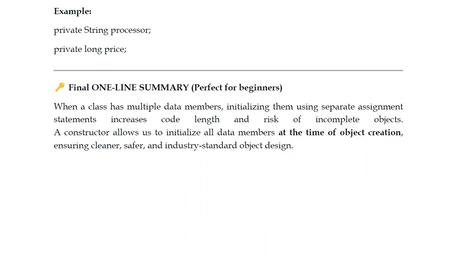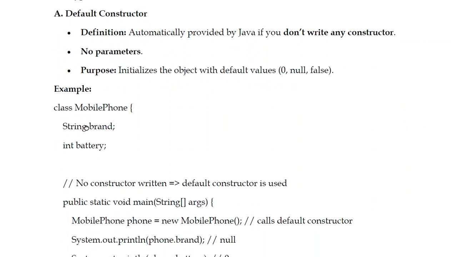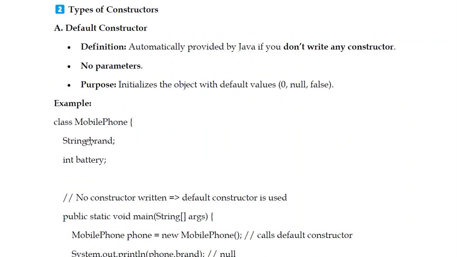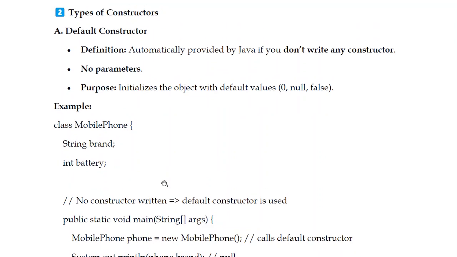In our previous session, we discussed this. Please watch that previous session and then attend this session. So what's the type of constructor as per the agenda? Default constructor we have to discuss. We are not going to give any constructor; automatically Java will provide it if you're not giving. There are no parameters. It initializes the objects with the default values: 0, null, and false. We'll discuss it now.